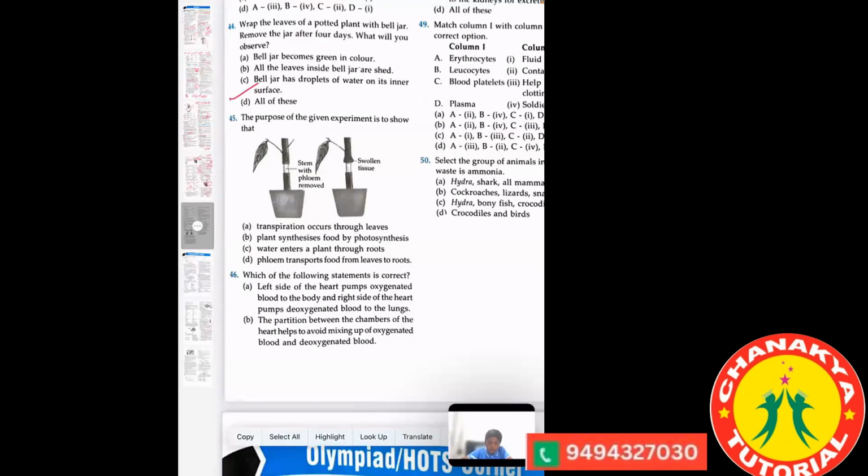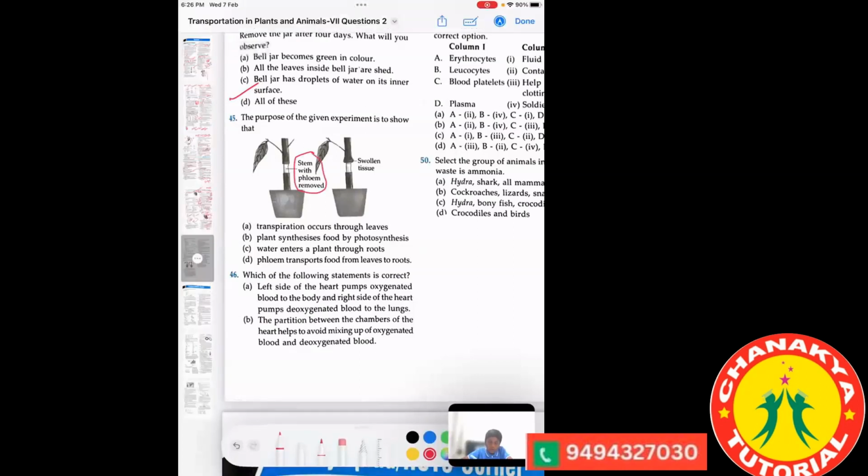No. Here they have given you a stem with the phloem removed. What they have done is removed the phloem. And what is the function of phloem? It helps in the transportation of food, right? Now, as soon as they removed the phloem, what happened? The swollen tissue was there. Now we have to tell what is the purpose of doing this experiment.